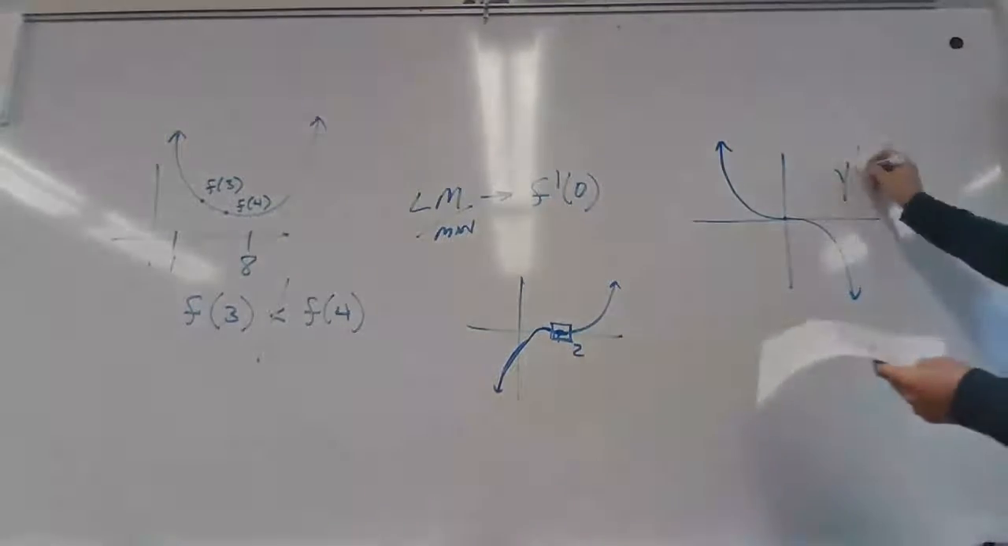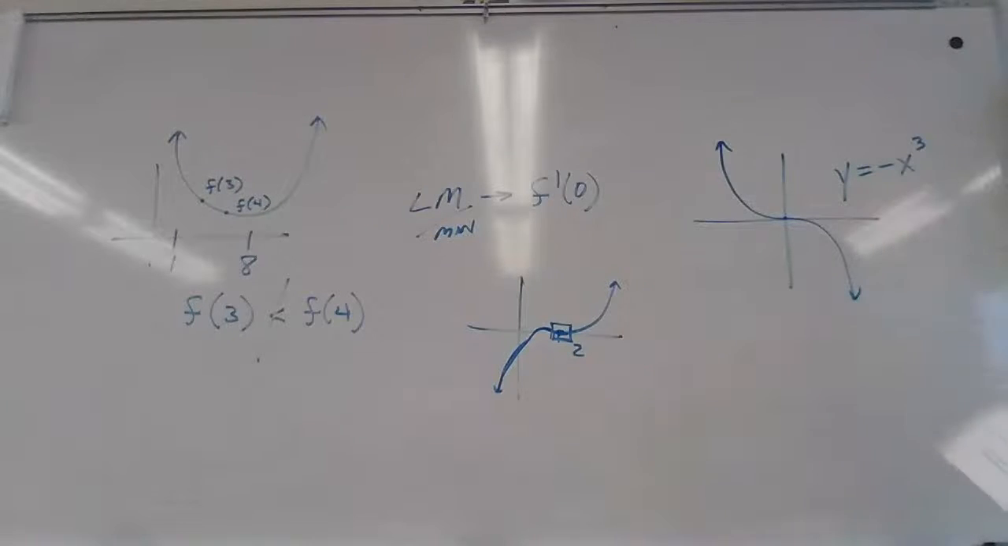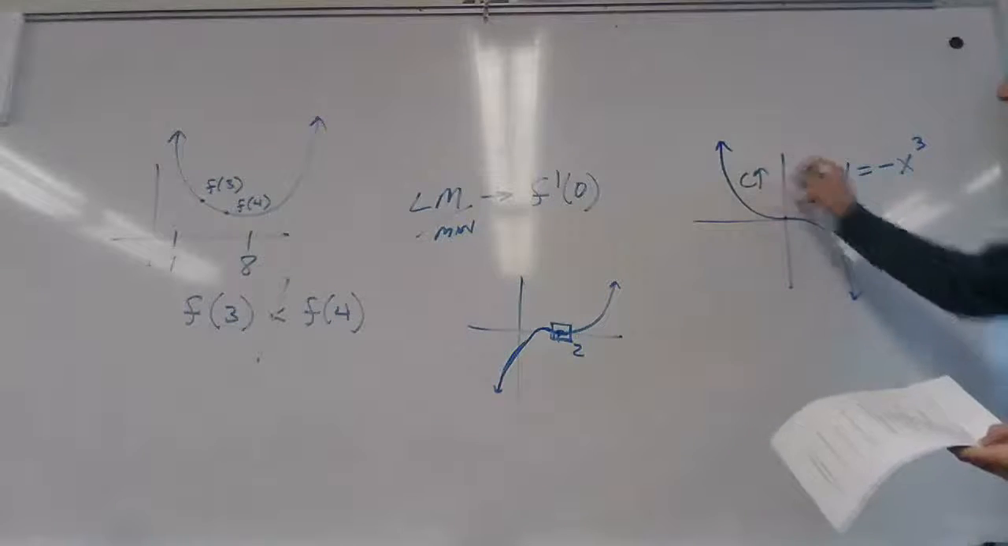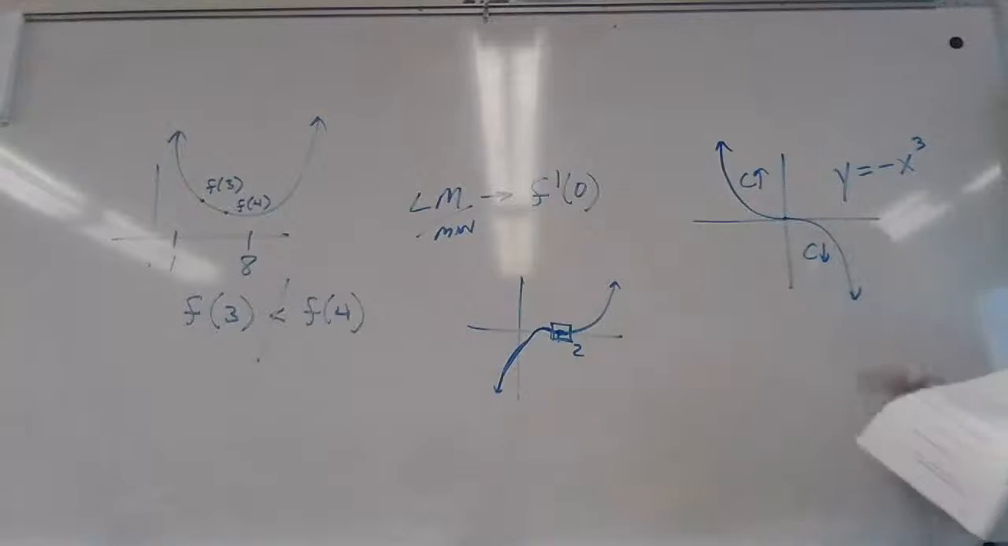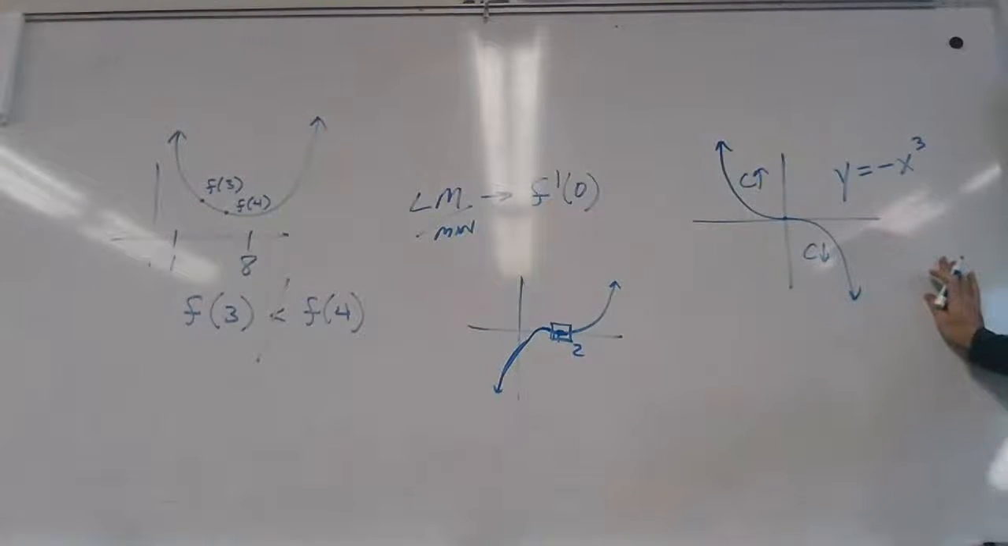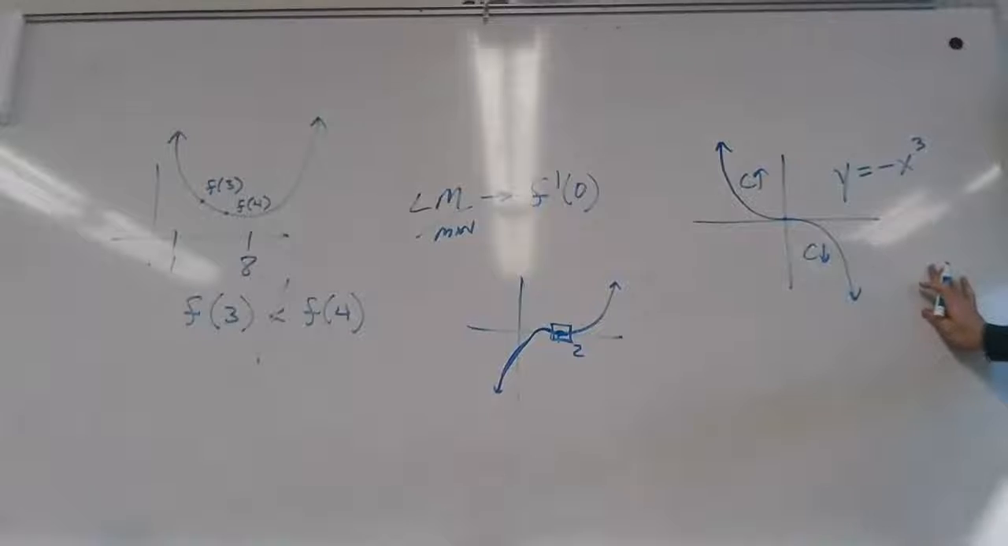So a simple function like y equals negative x cubed. This certainly goes concave up, then changes to concave down at 0. It also has 0 concavity at 0, but certainly no local max.